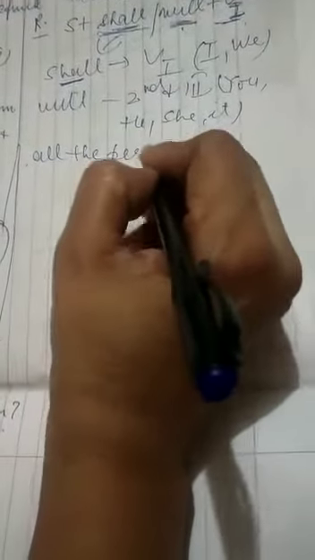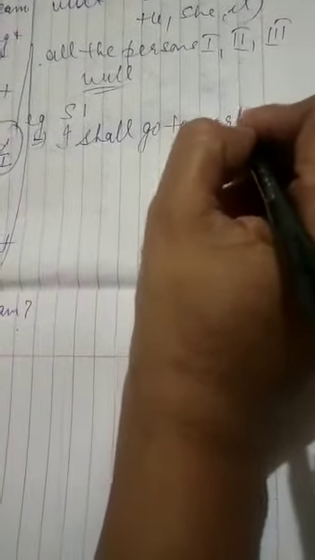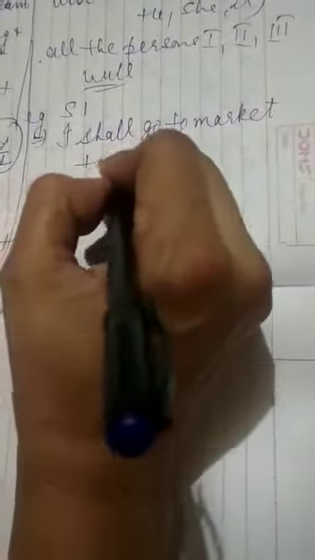With all the persons, whether it is first, second or third, we use will, and it is considered right. So no issues with this. You can use shall or will both. So the rule is subject plus shall or will plus first form of the verb and object. Suppose I give you an example: I shall go to market tomorrow.